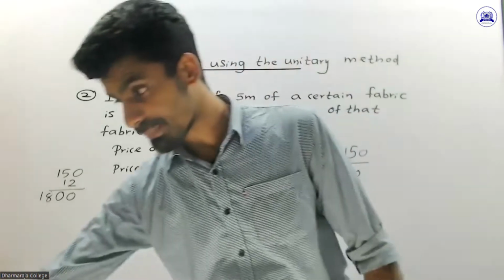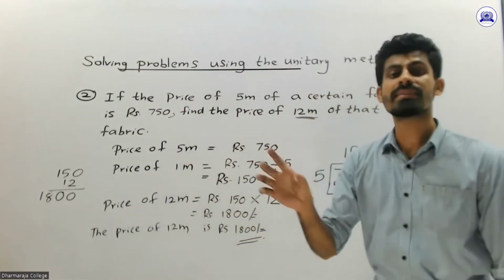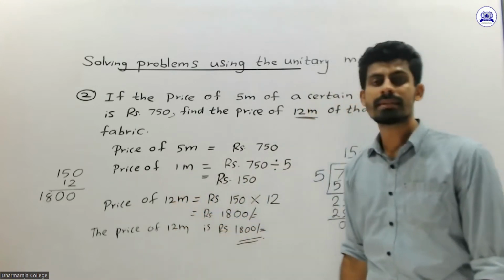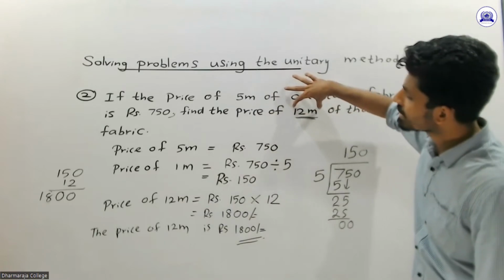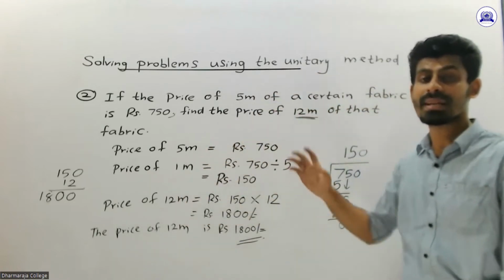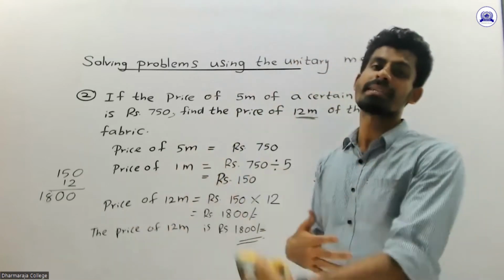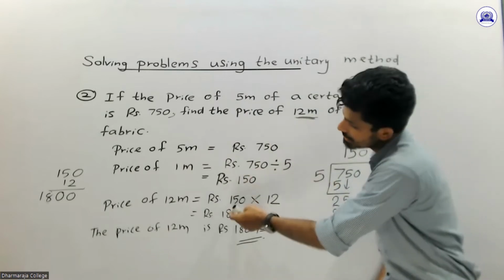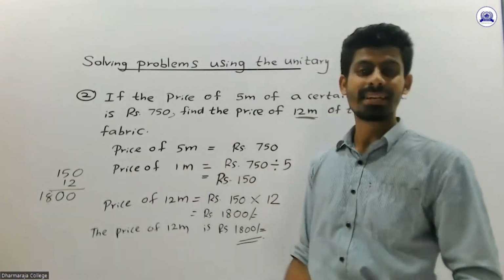Be careful with the simplification. We need to always find the price or whatever the thing is for 1 unit. Then we can multiply by the requirement, right? So you need to consider the question. 12 meters means you need to multiply by 12. If you need to find the price of 8 meters, you need to multiply by 8. If you need to find the price of 10 meters, you need to multiply by 10. Very easy. Let's move to the third question.